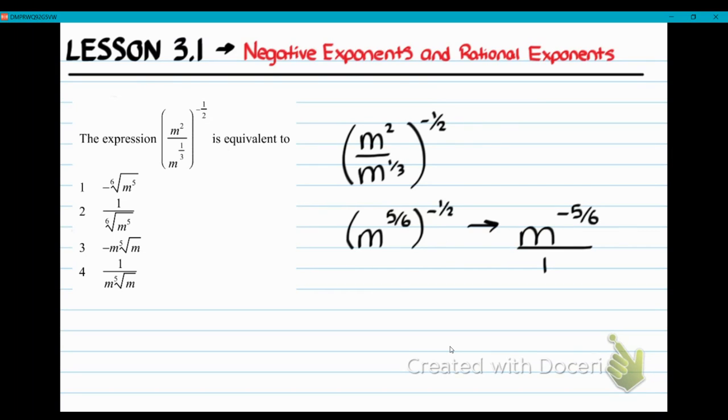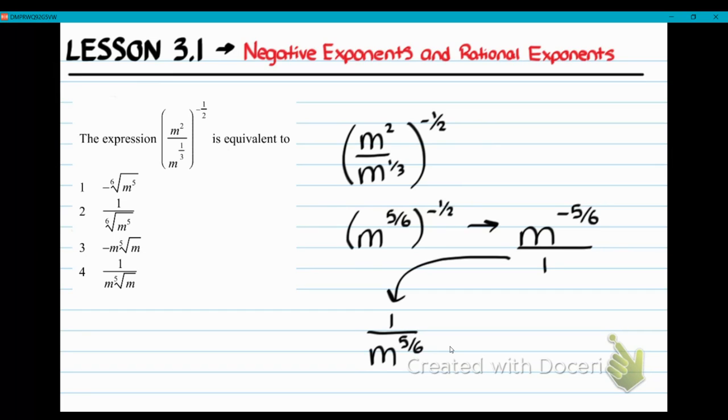So this would become 1 over m to the positive 5 over 6. And this is bringing us back to part 1 of lesson 3.1. That answer is not one of your choices because they put their answers in radical form. So we're going to have to change that into radical form.